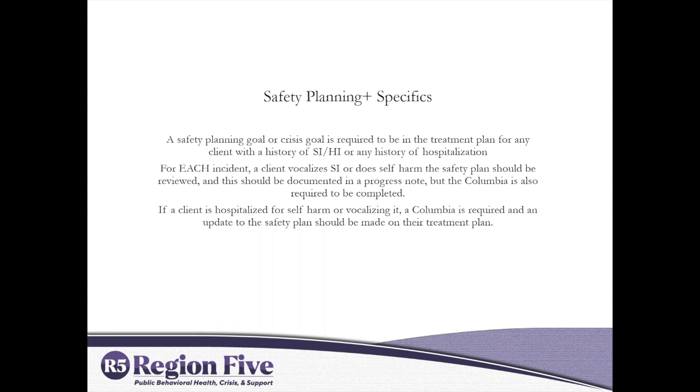For each incident a client vocalizes threat to harm themselves, or they vocalize that, I cut myself, a safety plan should be reviewed and documented in a progress note. We should make sure we review that safety plan, but update a Columbia risk assessment. Most agencies have access to a Columbia risk assessment, and it should be reviewed and updated with them to make sure that our bases are covered. And if a client is hospitalized for self-harm or vocalizing self-harm, the Columbia is required if it wasn't already in the chart, and an update to the safety plan should be made on their treatment plan.